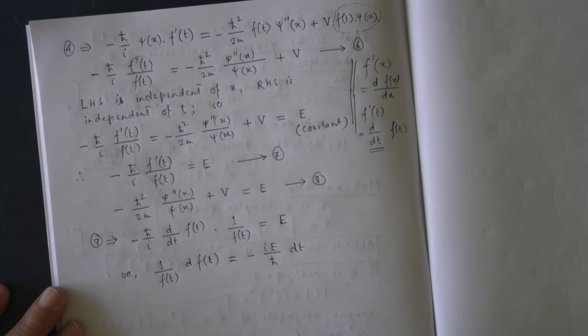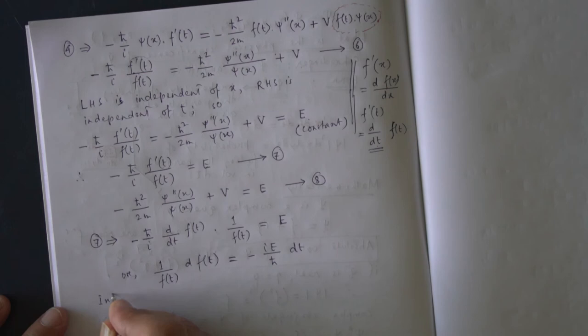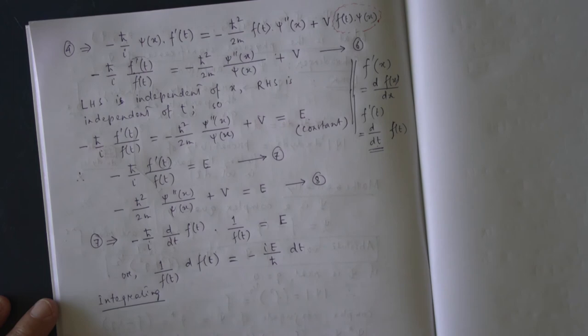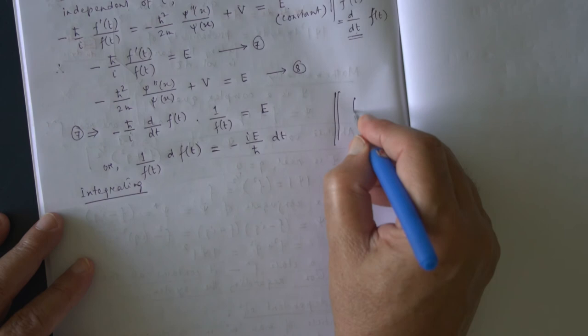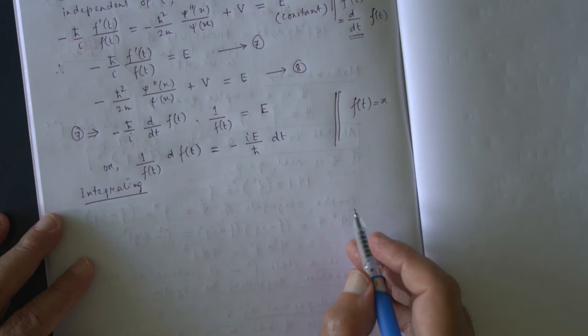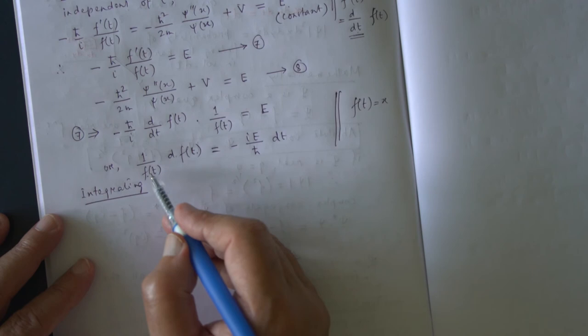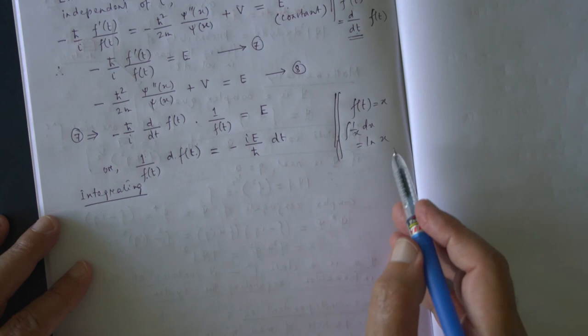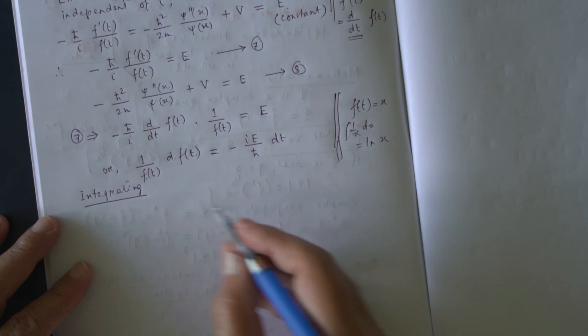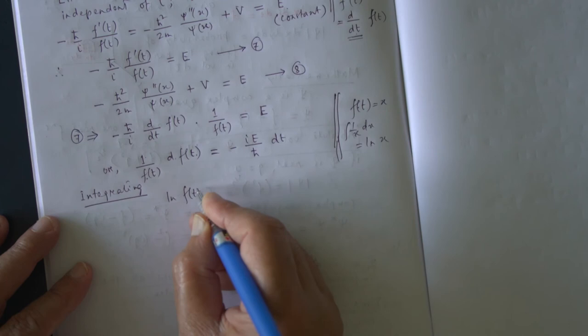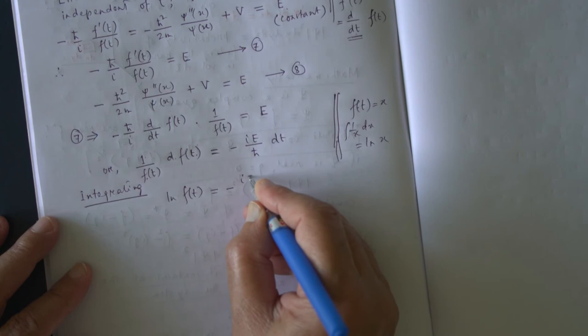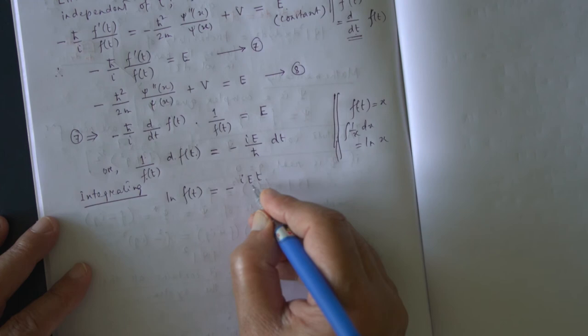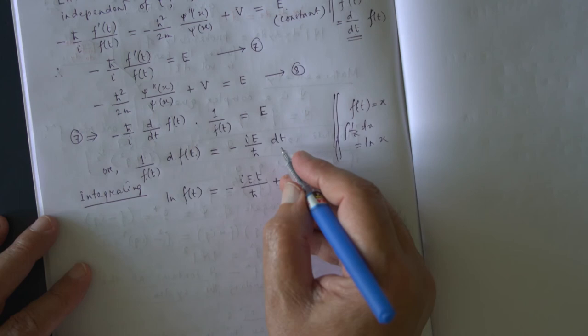Now if we integrate, what do we get? Suppose f t equal to x. That means 1 by x dx. Integration of 1 by x dx equal to ln x, we know this. Now integration of 1 by f t df t equal to ln f t. So integrating, we get ln f t equal to minus i E integration dt, and integration dt equal to t, by h bar. And when we integrate, some constant comes. Say the integration constant is I.